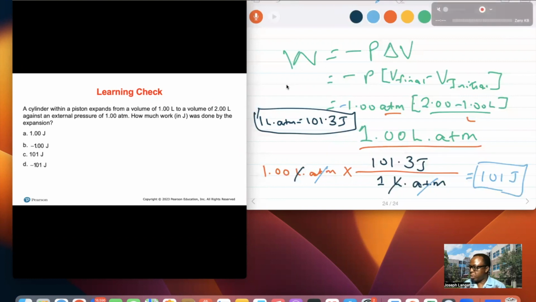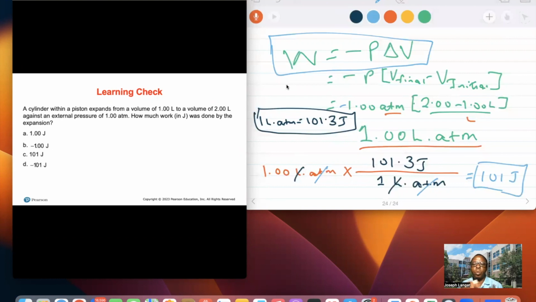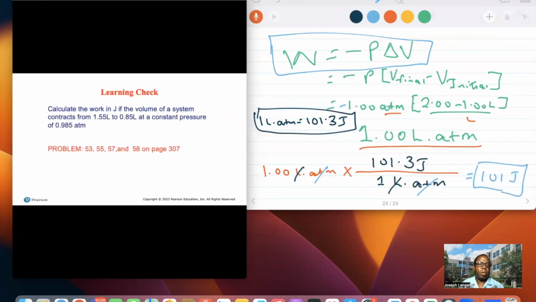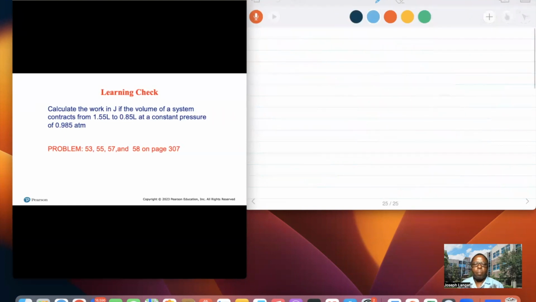Please remember to keep track: change the pressure to atmospheres. Volume should always be in liters. If not, you need to change to liters. That's how you find that. Likewise, let's see one more problem here.